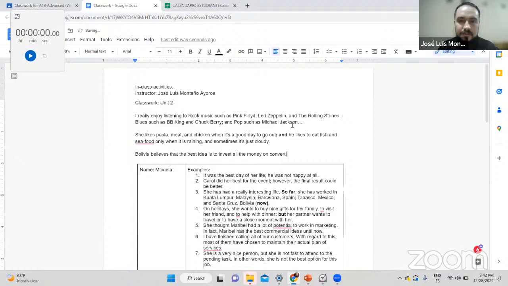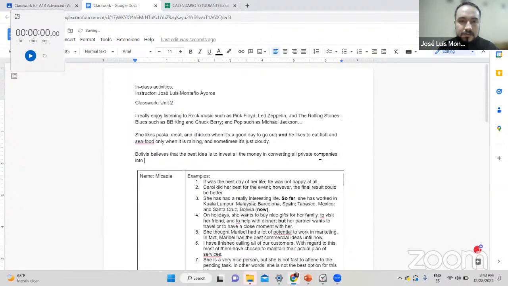All right, converting all private, sorry, my mistake over here, converting all private companies into public ones. Okay, so that's one idea, right? And again, I'm making it complex so that you can also work on examples like this. That's something that a country believes. And of course, it's not going to be like that, but that's just an example, right?